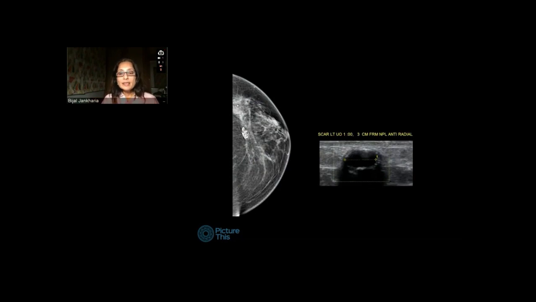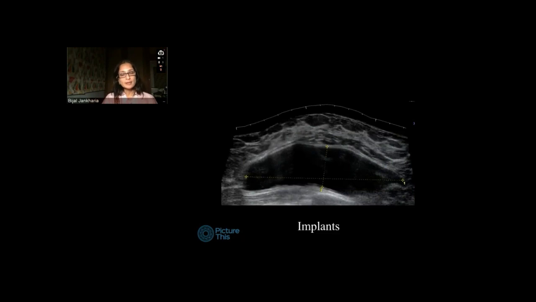And if we see a lesion post-operatively at the site of scar which looks predominantly calcified, this is usually due to fat necrosis, and calcified fat necrosis we see very well on mammography. Again, BI-RADS category 2. Implants, BI-RADS category 2.